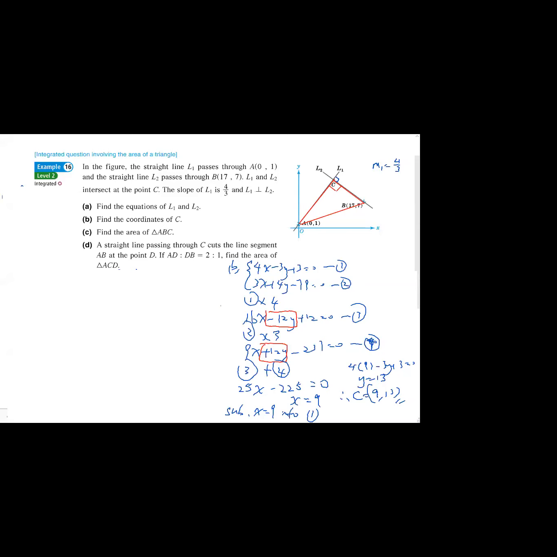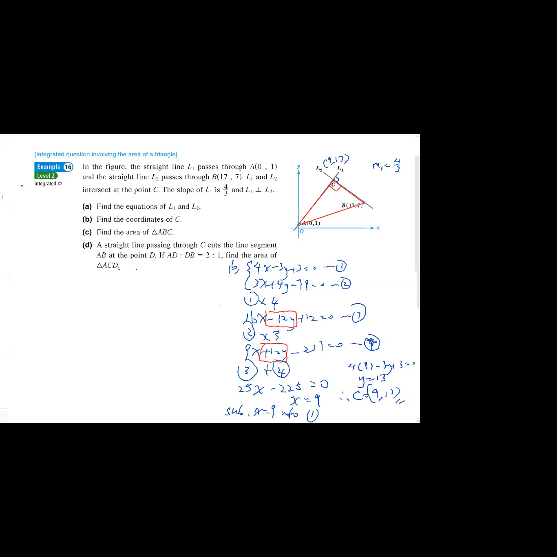Okay, so it is very obvious that we are going to use AC as the base and then BC as the height, or vice versa. Okay, if this is a right-angled triangle, then of course we use AC as the base and BC as the height, or the other way round. Okay, and we have already found the coordinates of point C to be 9 and 13.